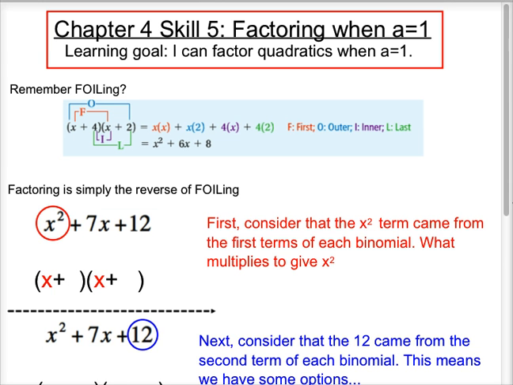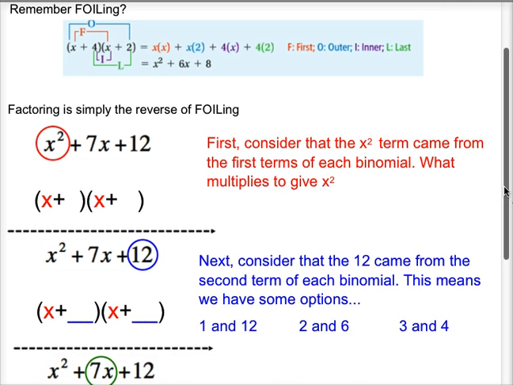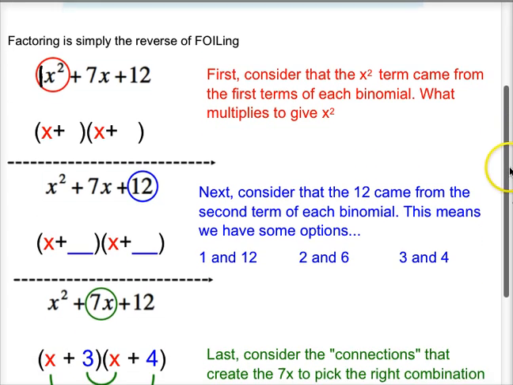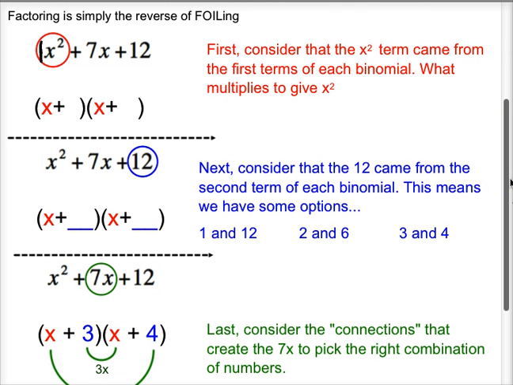And what I mean by a equaling 1 is that the x squared term has no coefficient. So basically there's a 1 sitting out in front of the x squared. So I want you to remember what that means. When you have just an x squared as your first term, you need to remember that that x squared is created by an x times an x. So when you're thinking of factoring as undoing foiling, x squared comes from x and x.